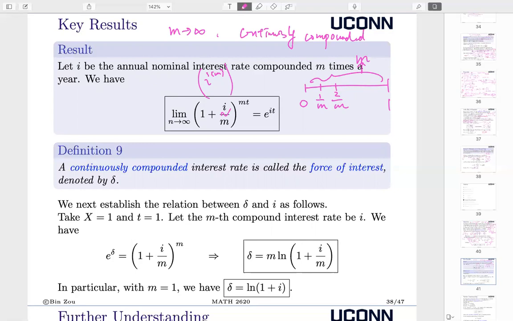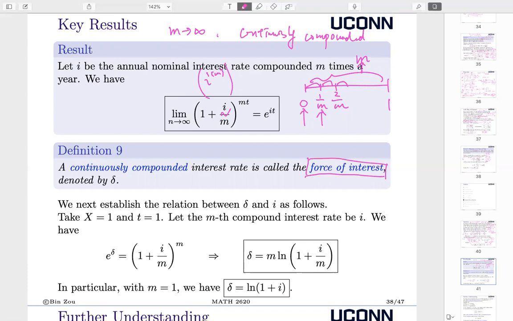So things can no longer be separated, can no longer be partitioned in this nice way. The gap between two unit times becomes smaller and smaller. Eventually, you will not be able to see it anymore on the timeline. That's the limit, which we call continuously compounded. A continuously compounded interest rate is often called the force of interest.